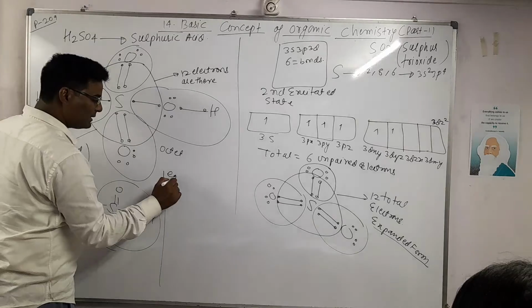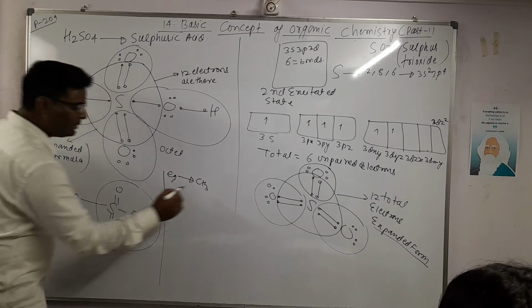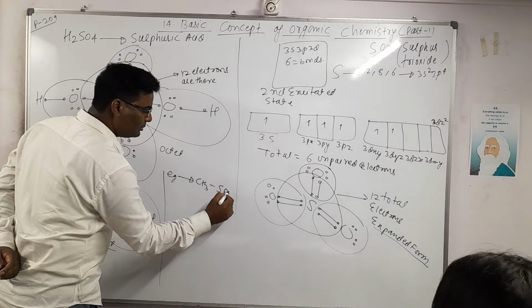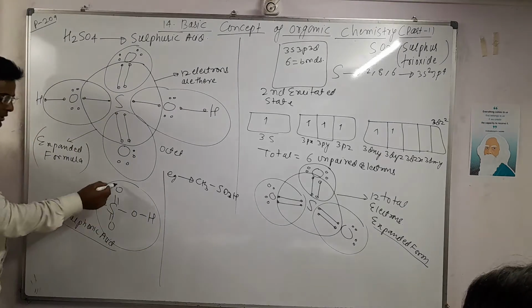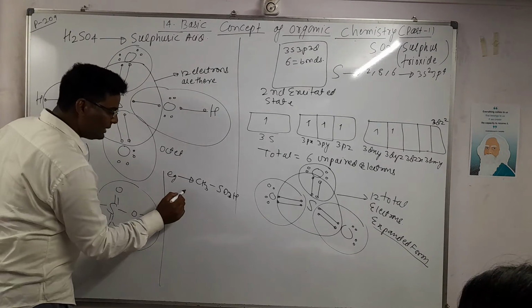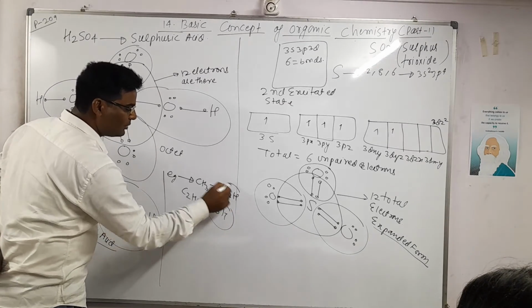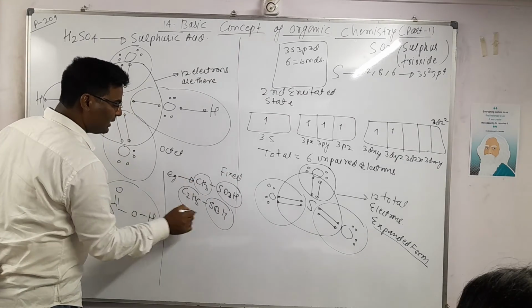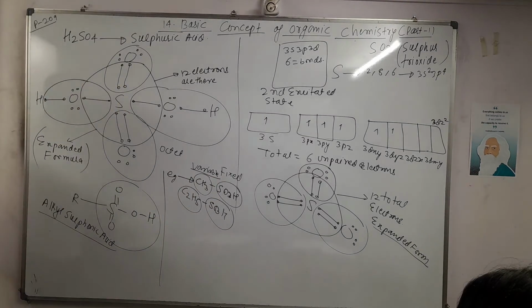So I will write the examples here. It will be CH3, and in short form it can be reduced to SO3H, right? Three oxygens are there, right? The next example will be C2H5 SO3H. So this functional group is fixed. Only this part is varying. So this is your variable part, right? So right up to this point.